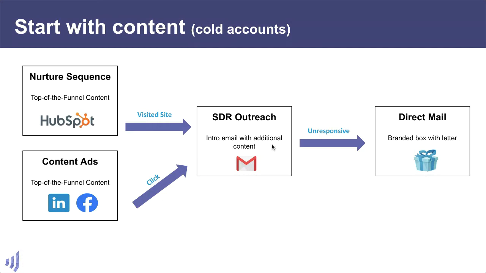Then you have an SDR doing outreach once someone engages with content, and if they don't respond to the SDR, you can ship a direct mail box, for example, a direct mail package with a call to action to go and request a meeting.